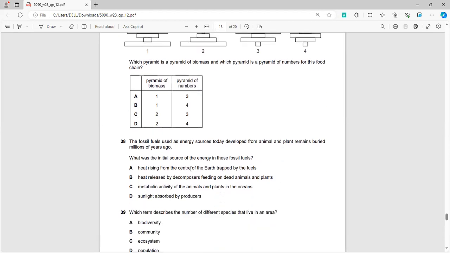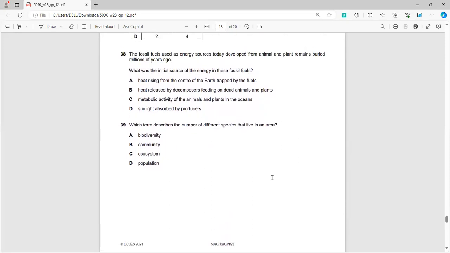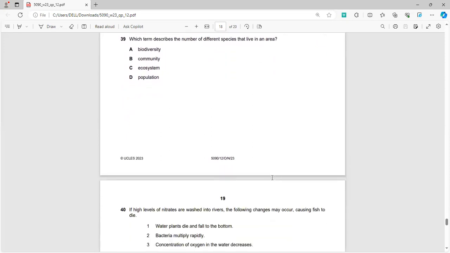Now in question number 38, what was the initial source of energy? They've talked about fossil fuels used as energy sources today. So yes, heat released by decomposers feeding on dead animals and plants. We know that most of the fossil fuels today weren't produced in a rapid period, but by decomposition over millions and millions of years, probably by the age of the dinosaurs. Through decomposition, fossil fuels such as coal are obtained. However, they contribute to global warming. Thus we should reduce their impact on our everyday life.